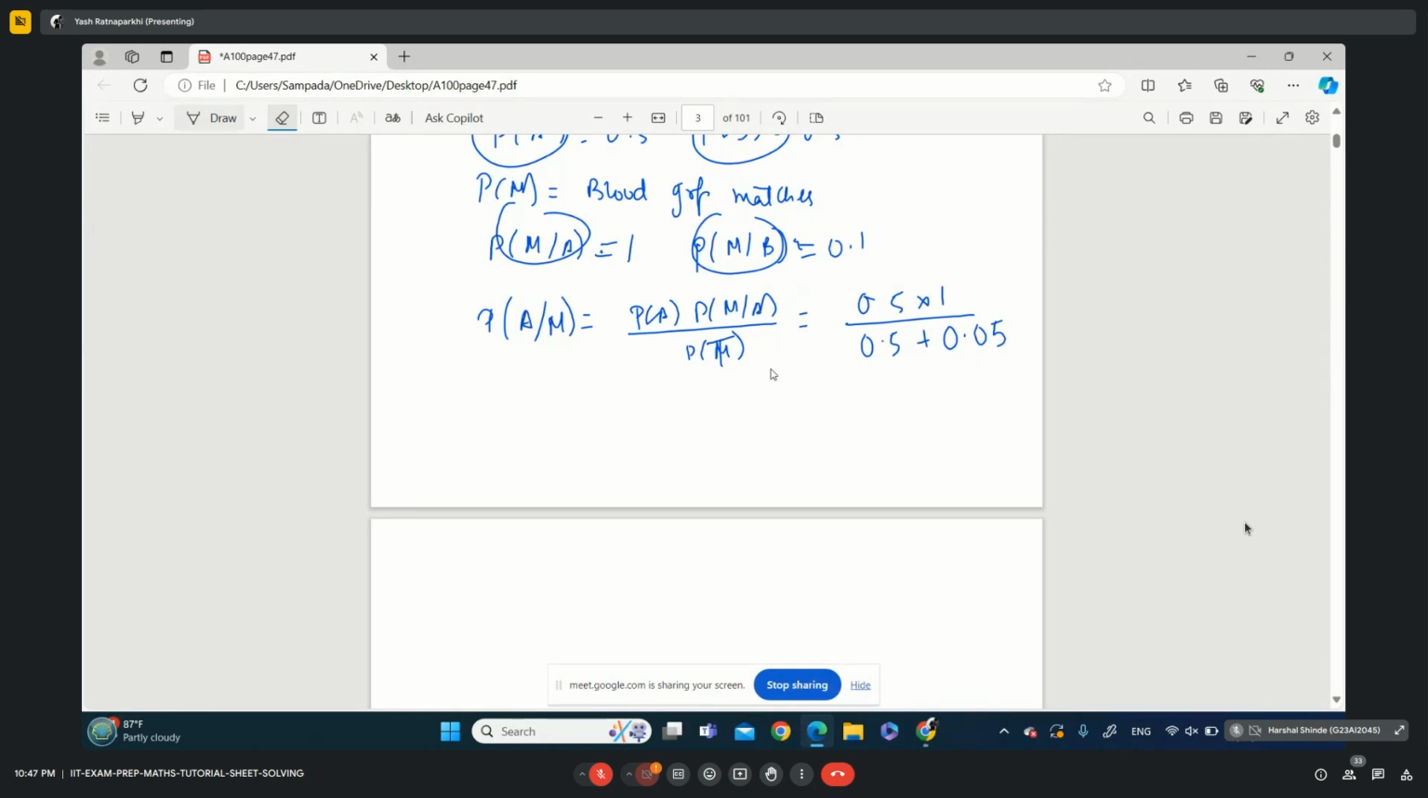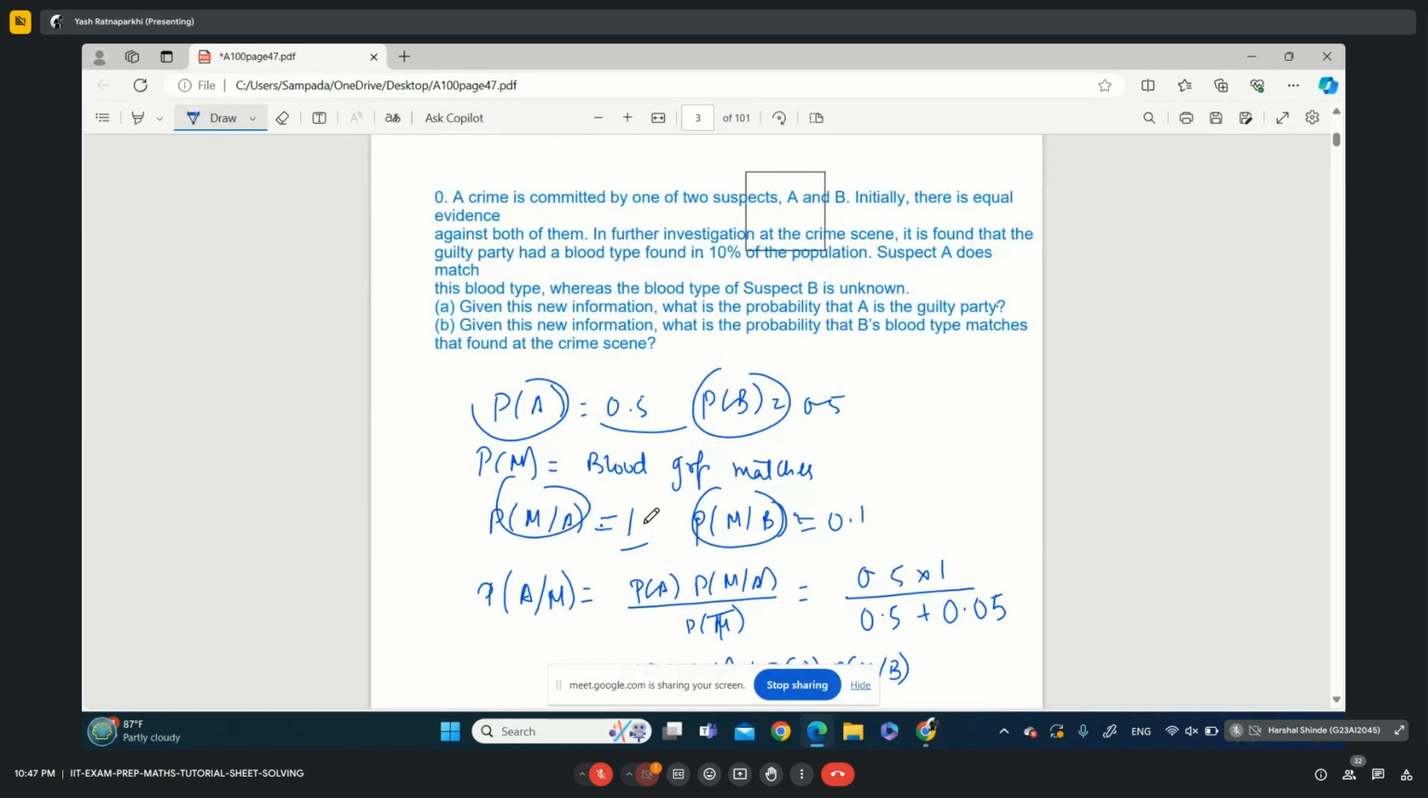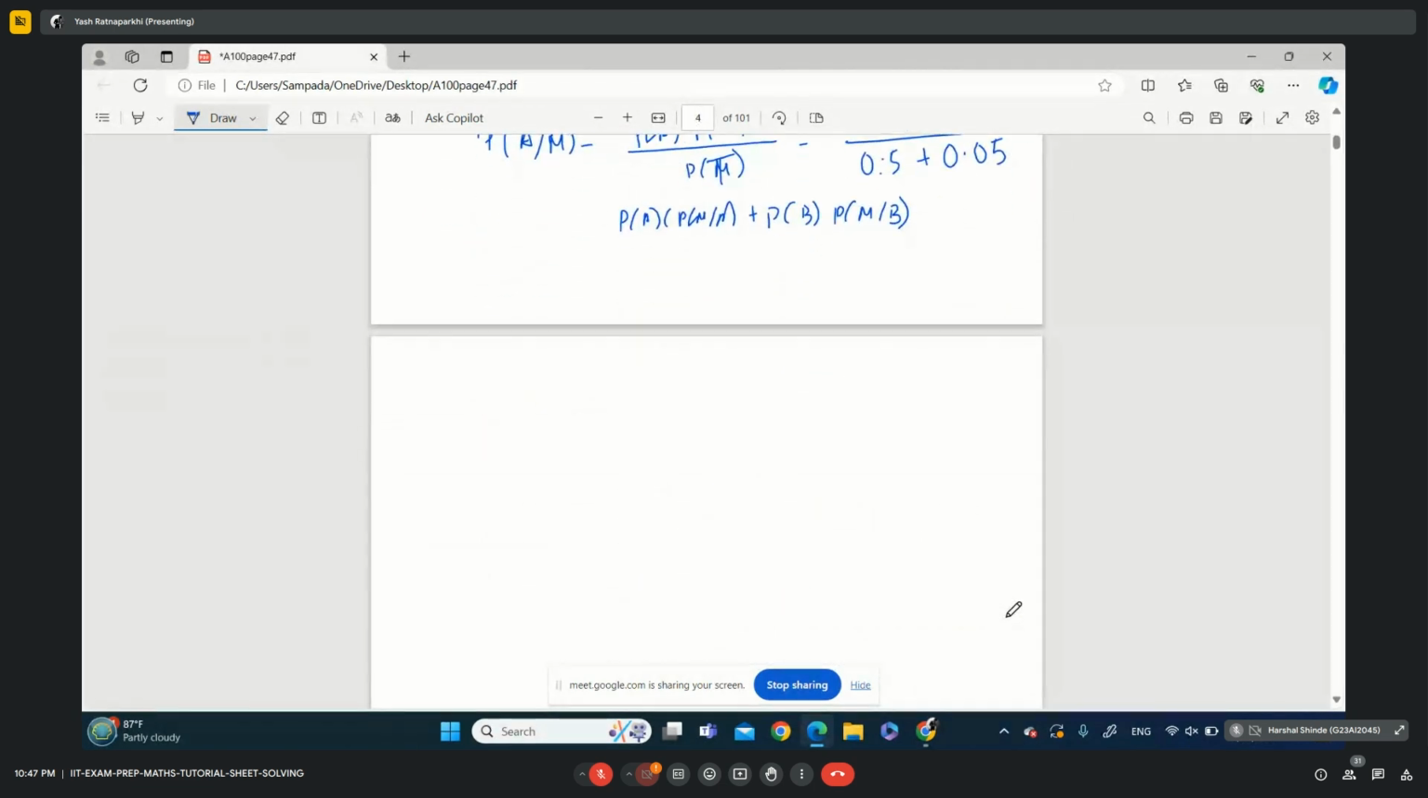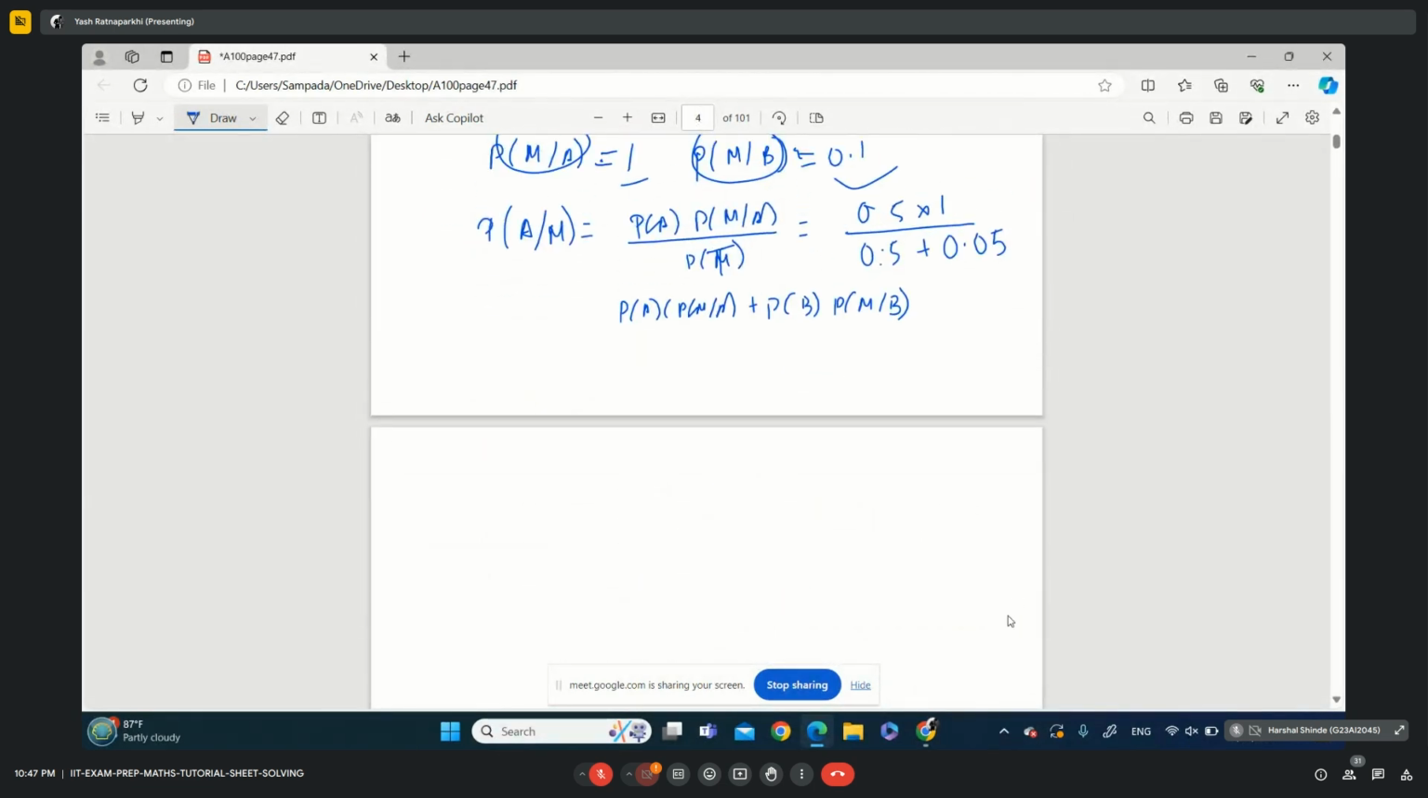I'll write it here for you all. It says probability of A into probability of M given A plus probability of B into probability of M given B. So probability of A into probability of M given A is 0.5 into 1, and probability of B into probability of M given B is 0.5 into 0.1, which is 0.05. Now quickly, can you all tell me what is the answer of it? I just want to know. 0.5 upon 0.55. What is the fraction answer of it?